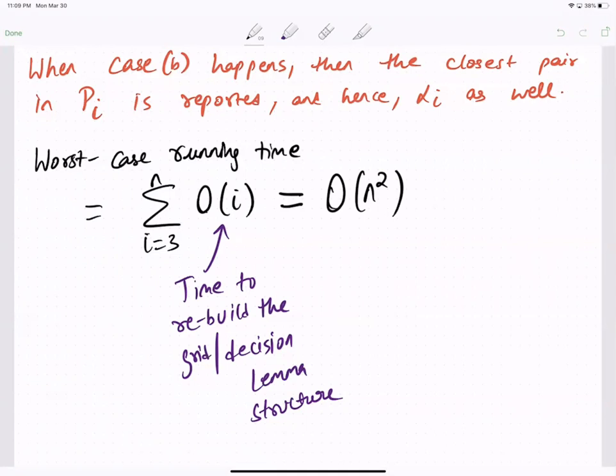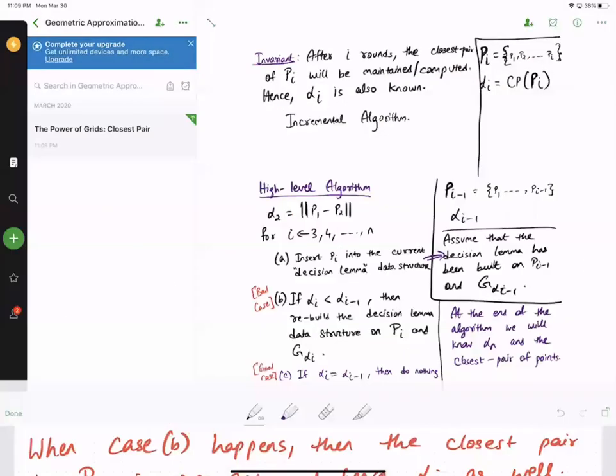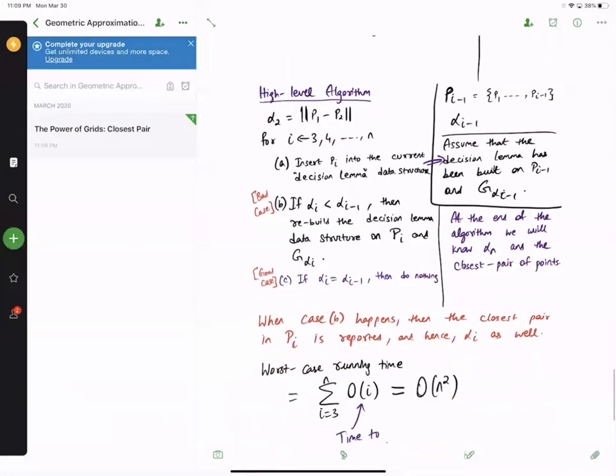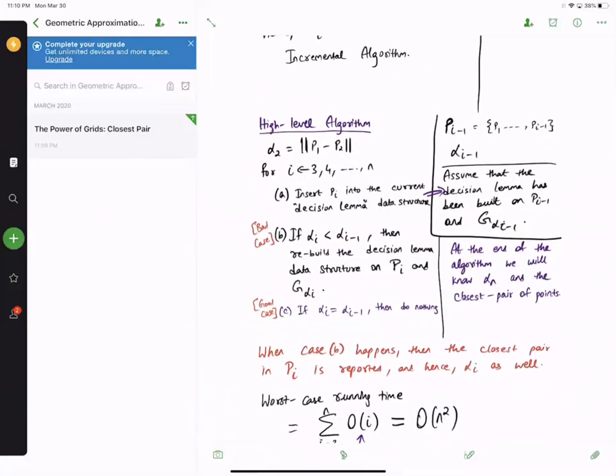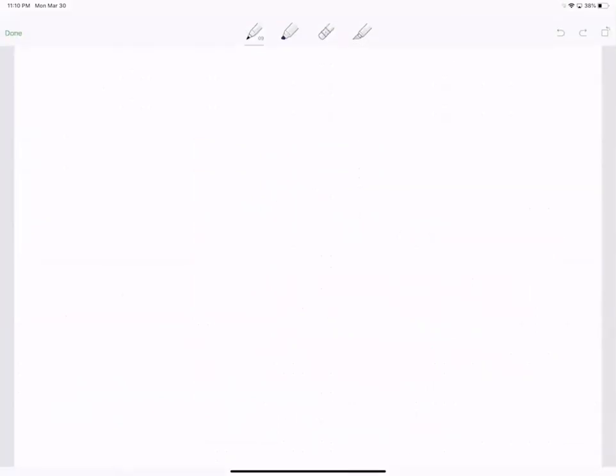Okay, so then what was the whole point of doing all of this? We already had an n log n time algorithm. And now we are saying if we are very unlucky, all these grids and things that we are doing can actually lead us to an order of n squared algorithm. So that's pretty bad.